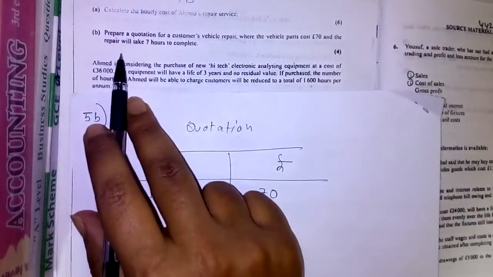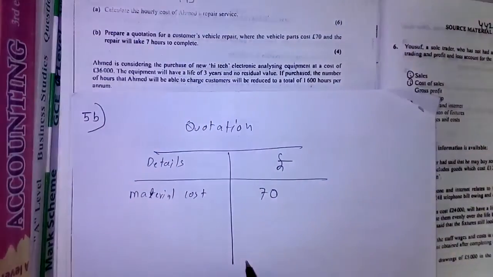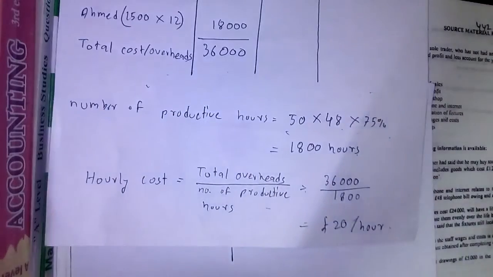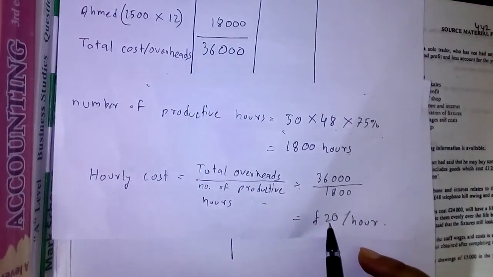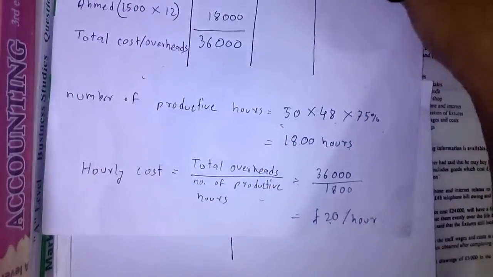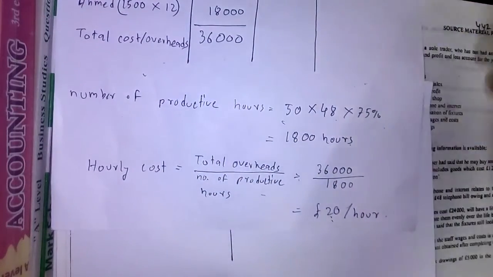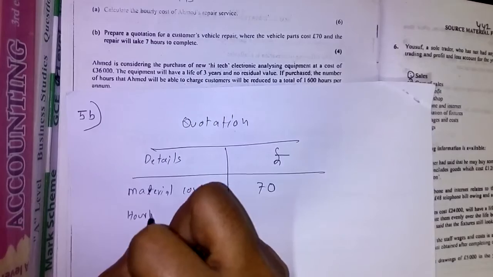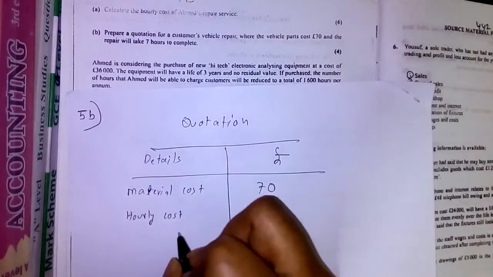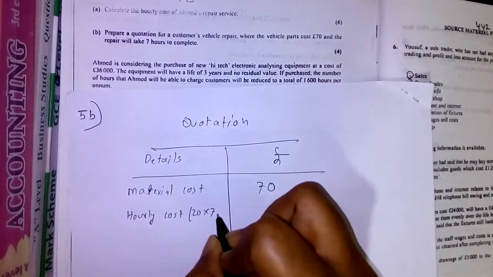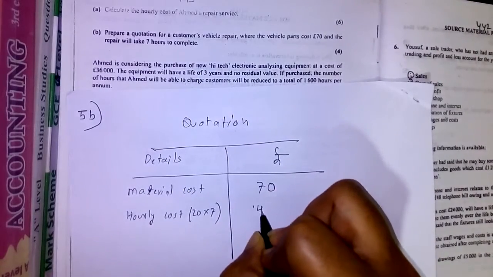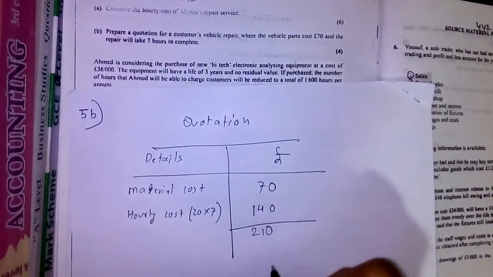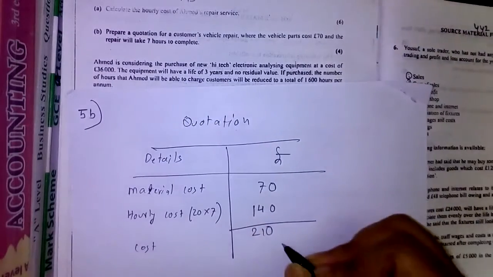Alright, and they need 7 hours to repair. Right, so Ahmed needs 7 hours to repair. So per hour cost for Ahmed, as we have already seen, is $20 per hour. We just found that out on 5A. We're gonna use this value to find out the hourly charge for the particular job by Ahmed. So we're gonna be like hourly cost or labor cost, whatever it says, 20 into 7. It's gonna be 140. And when we add that up, we're gonna get 210. This is your cost of doing this particular job.